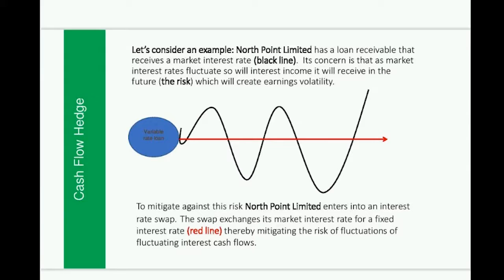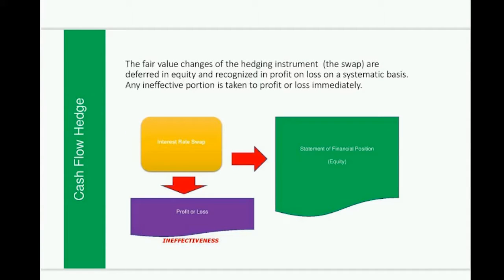So the accounting for a cash flow hedge is a little bit different in terms of how it's treated compared to a fair value hedge. So in effect, what we would do is we would take the interest rate swap, which is a hedging instrument, and the fair value would be deferred in equity through OCI, and then we'll take the change in the hedged item, and that change in the hedged item would go to P&L.